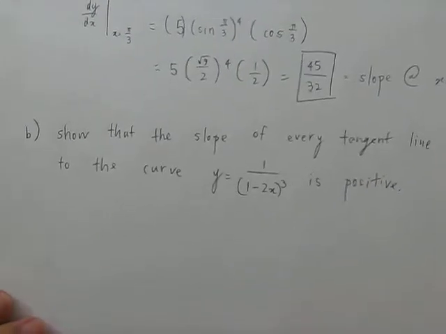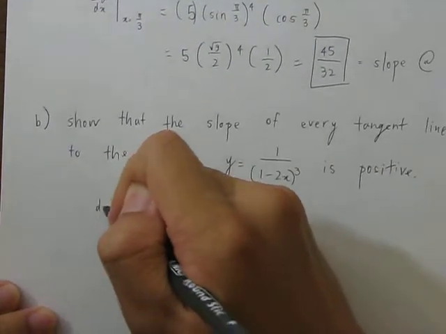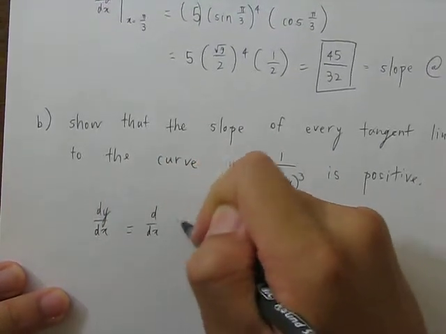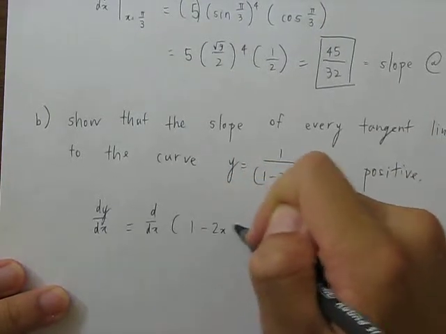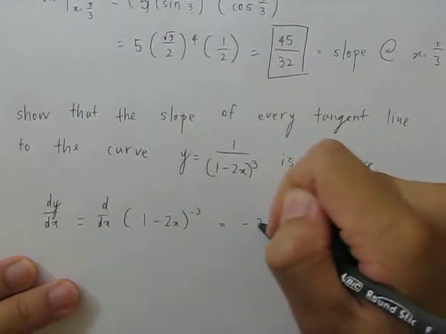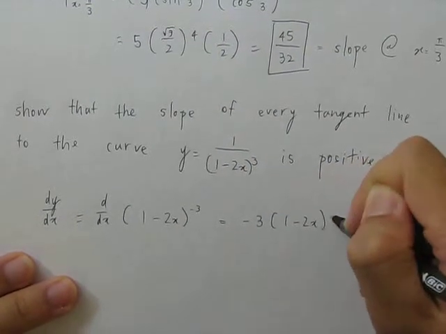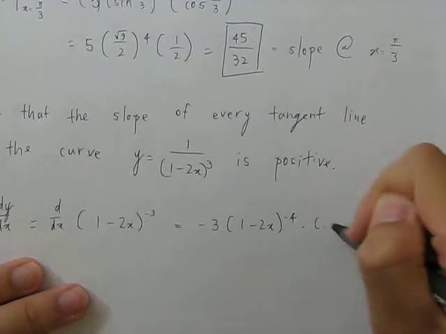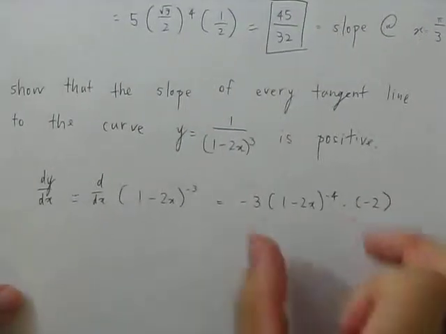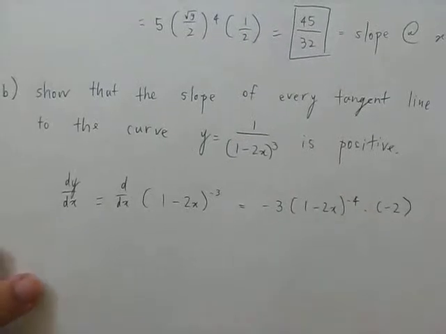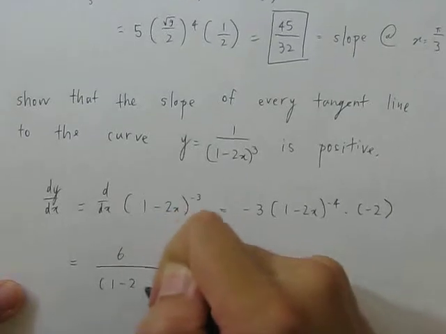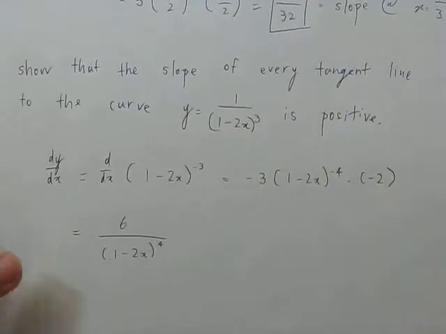And what we're going to do here is once again take the derivative of y, right? So dy/dx equals d/dx of (1 minus 2x) raised to the negative 3rd. So you move the exponent, so this is negative 3 times (1 minus 2x) raised to the negative 4th times the derivative of the inside, which is negative 2, right? And so now you're going to expand this. This becomes 6, so this is equal to 6 over (1 minus 2x) raised to the 4th, okay?